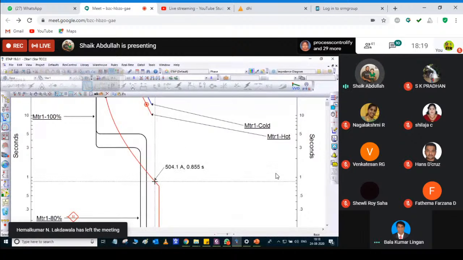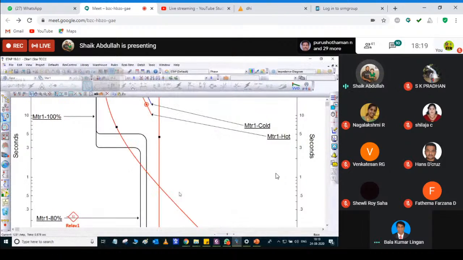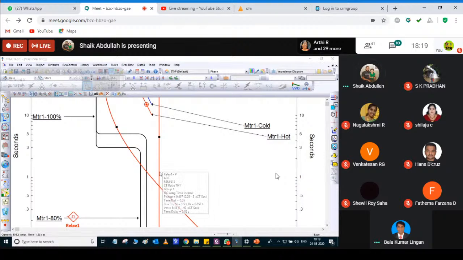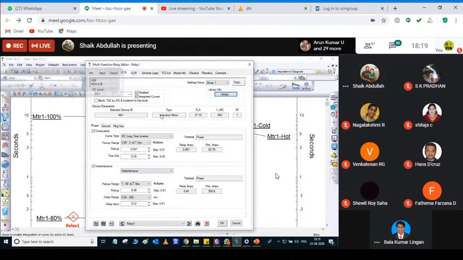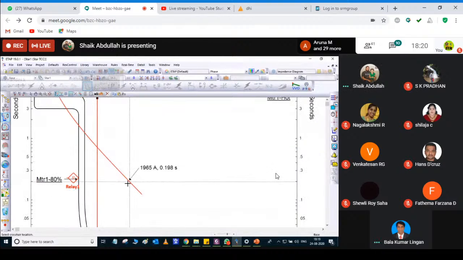If I have not blocked it, what will happen? You can see, if I do not block this, the current will continue flowing. Current will go like this. Practically it will go like this. So it will not block at what? How much amps? This is around 586 amps. It will not block.